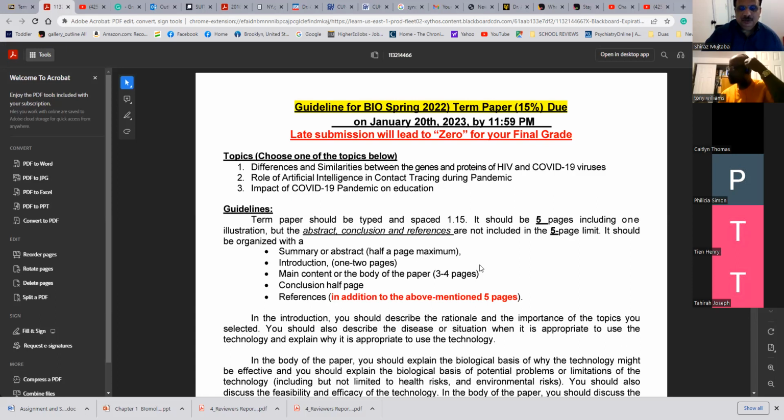So this is just one-page guidelines, very straightforward. You have to choose one of the three topics. There are three topics listed here. You choose only one. So what are those topics? Number one, differences and similarities between the genes and proteins of HIV and COVID-19 viruses. Second is role of artificial intelligence in contact tracing during pandemic. Third, impact of COVID-19 pandemic on education, right? So these three topics cover not only science or biology, they also cover education. So all three topics have different flavor, and you can choose one of them, right?